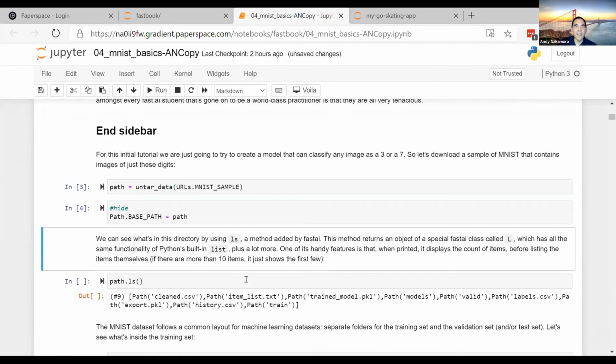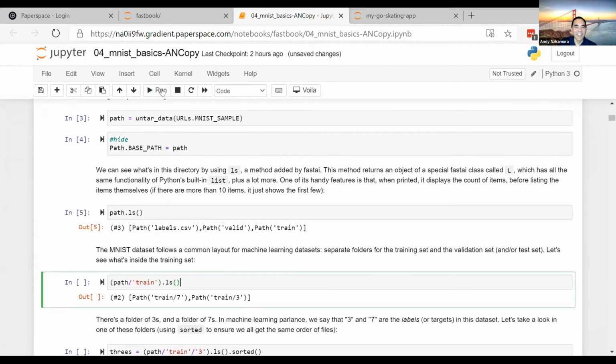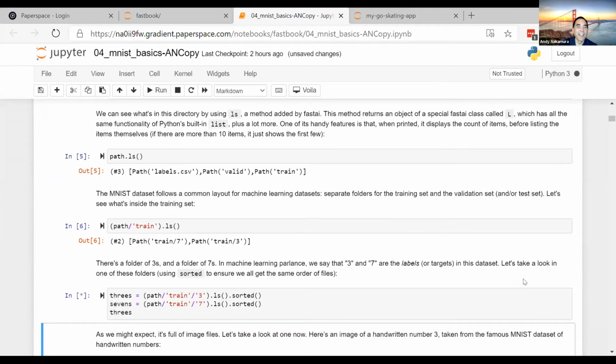I'll show you where I started slowing down a little bit. I think I mentioned if you hit Shift Enter, it'll run the cell and go to the next one. Yeah, I know. I just didn't want to.